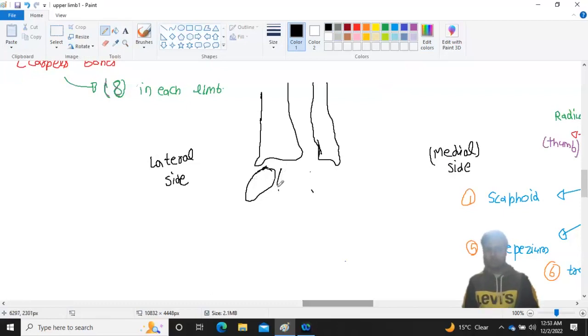Then one is slightly small, it is called lunate. Then another bone, and above this is not like as such.